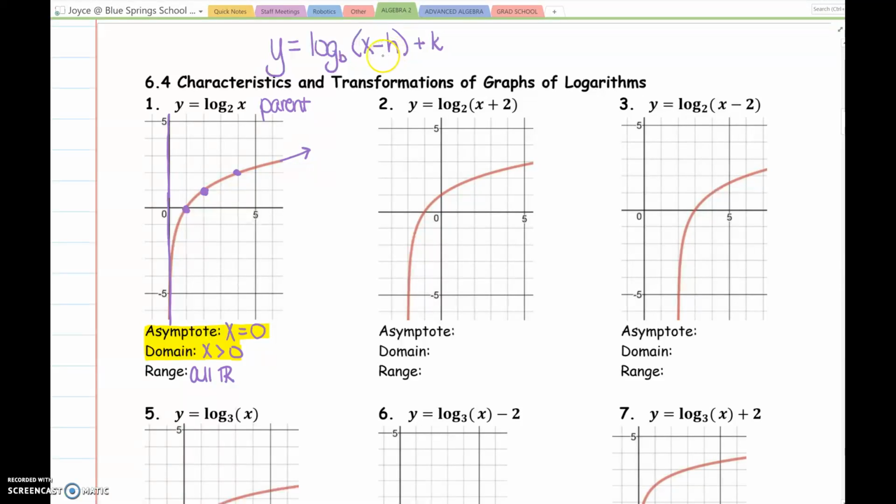Okay, we guessed that the minus h would move the graph left or right. So take a look at this one. It says plus 2 inside the parentheses. Take a look at what happens on the graph. Notice here's your new asymptote. Instead of being on the y-axis, that asymptote has moved. So next to this graph, you might want to write down right 2.